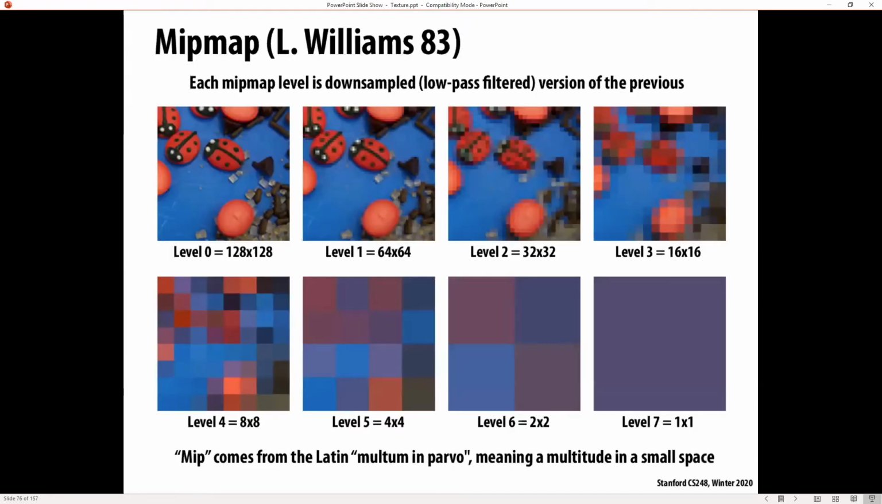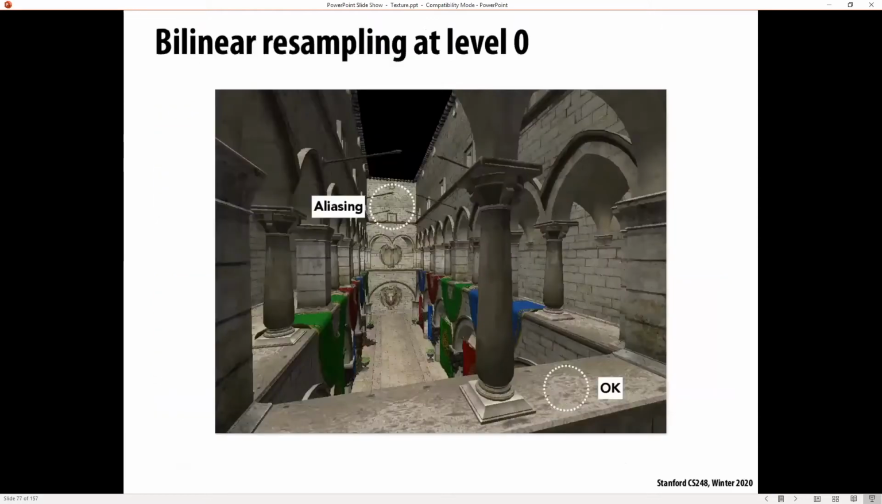So here's another visualization of the same thing. Here's our high resolution texture, and then we average together 2 pixels to get the next lower, and average together to get the next lower, and average together to get the next lower. By the time we're in the last level of the pyramid, we're down to just a single color for this whole texture, which is an average of the whole thing.